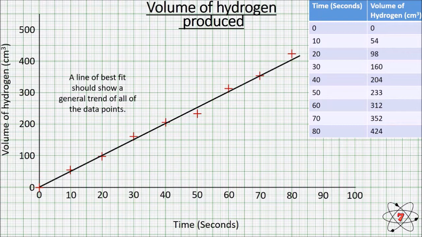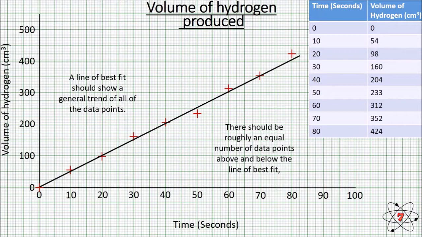Now, your line of best fit should show a trend of all of the data points. There should be roughly an equal number of data points above and below the line of best fit. If your line of best fit does not have roughly an equal number of points above and below the line, then it's probably not very accurate. Also, make sure that all data points are treated equally. If you have one data point that is very, very far from the line, don't move your line to meet that one point.